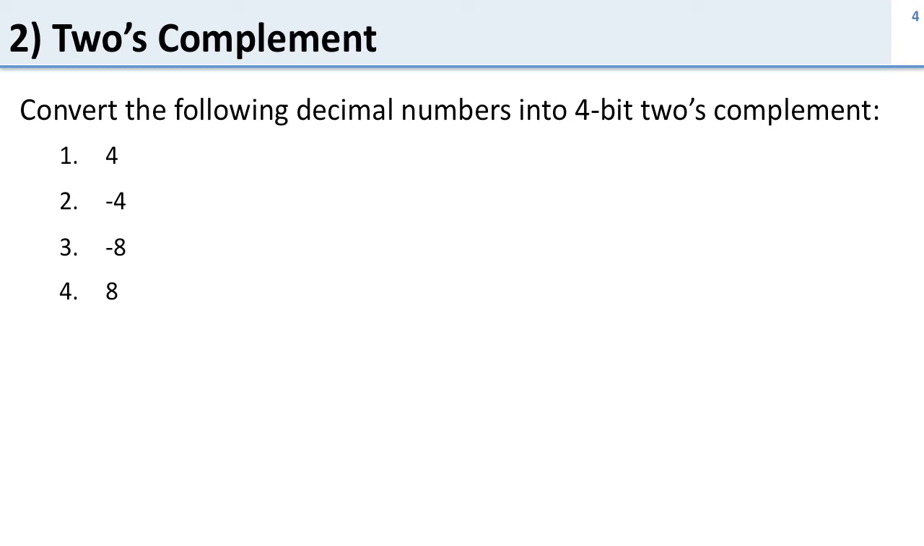The next slide was about 2's complement. So to start out, let's just convert these numbers into 4-bit 2's complement. So to get started, plus 4, well, that's going to be 4 plus 0 plus 0. So just set the bit that corresponds to 4. Minus 4, so for negative numbers in 2's complement, we know we're always going to have a 1 in the most significant bit.